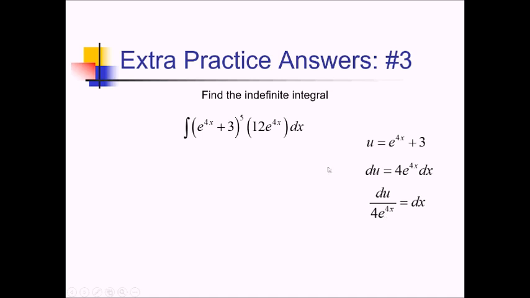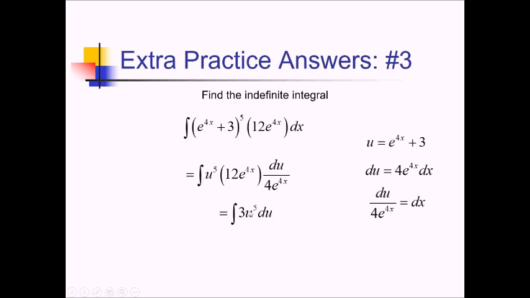And now substituting back into the original, we can write u to the 5th. We still have the 12e to the 4x hanging around, and dx is now going to be du over 4e to the 4x. So let's see here. We got some stuff we can cancel. e to the 4x's are gone. 12 over 4, we can reduce that to 3. So we have 3u to the 5th times du.